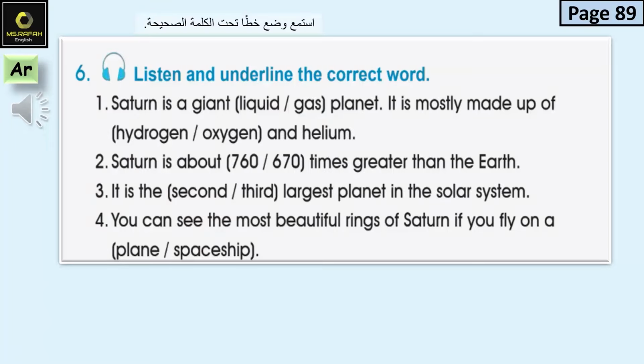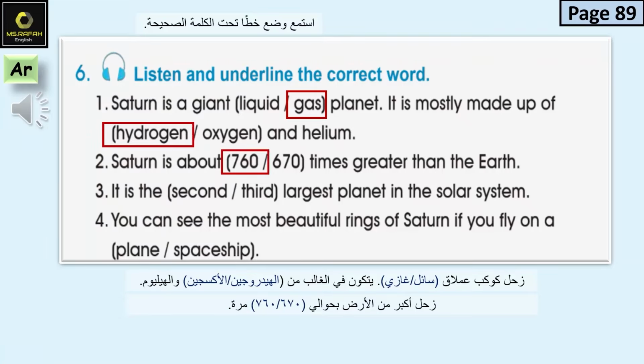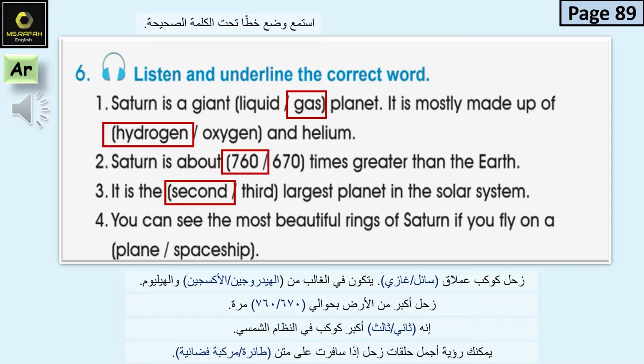Now let's do the exercise. 1. Saturn is a giant gas planet. It is mostly made up of hydrogen and helium. 2. Saturn's volume is about 760 greater than Earth. 3. It is the second most massive planet in the solar system. 4. You can see the most beautiful rings of Saturn if you fly on a spaceship.